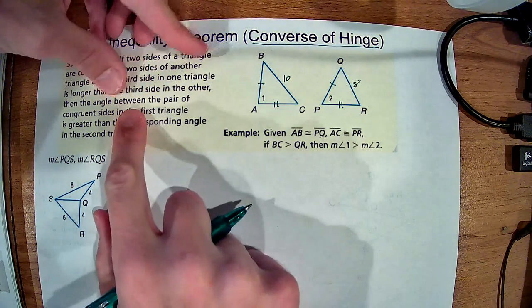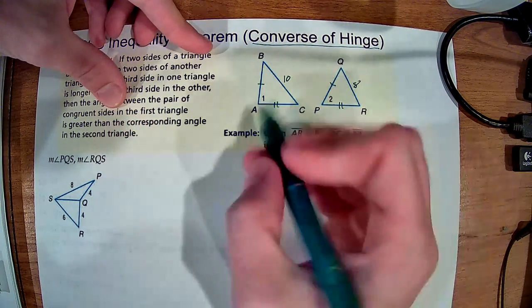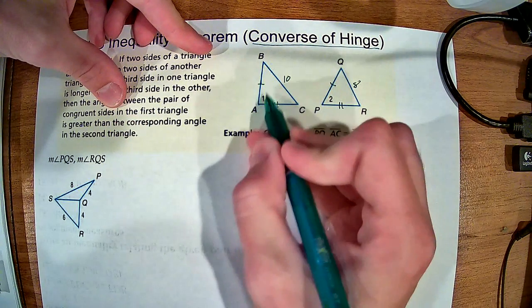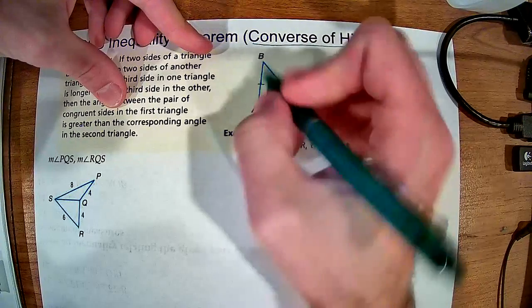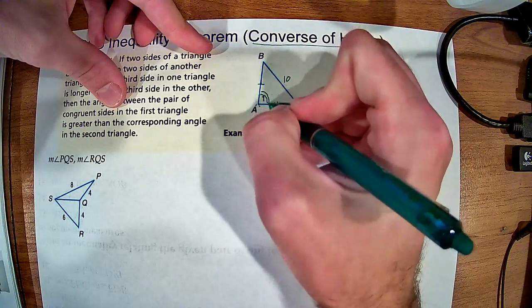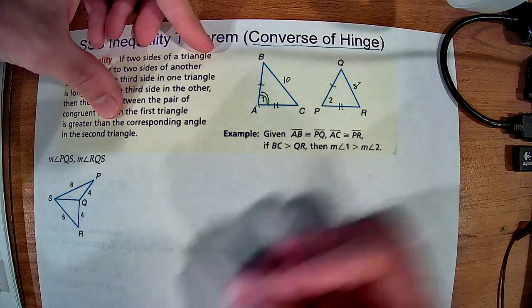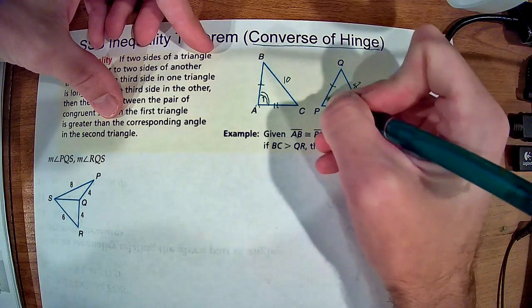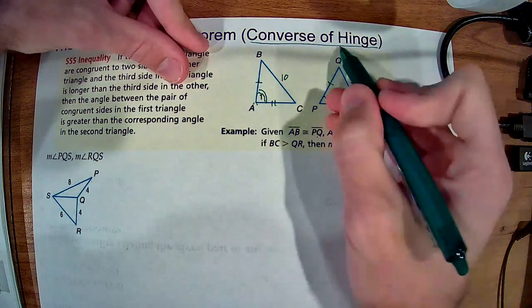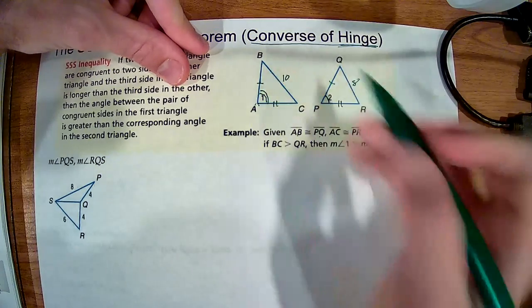It says, then look, the angle between the pair of congruent sides in the first triangle, so this angle here, the angle between the two congruent sides, has to be greater. So this angle has to be larger than the corresponding angle of the second triangle. And again, think of it as a door. We're calling it the hinge theorem for a reason. In this case, the converse of the hinge.